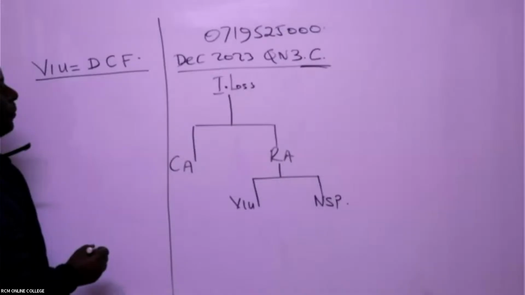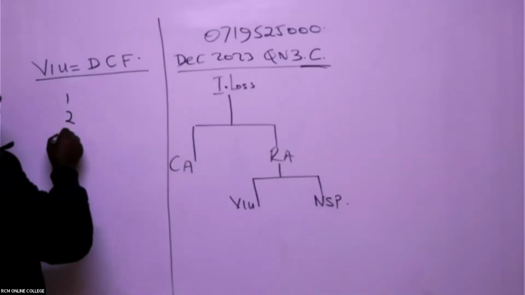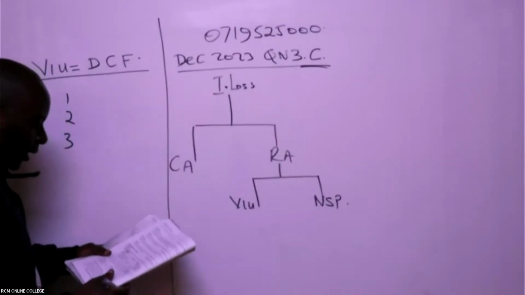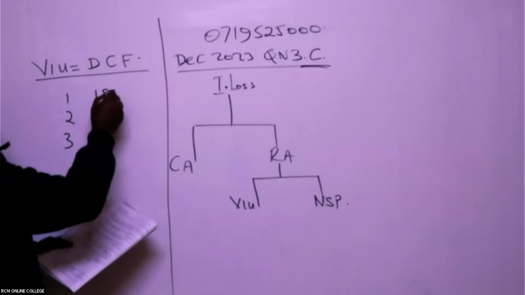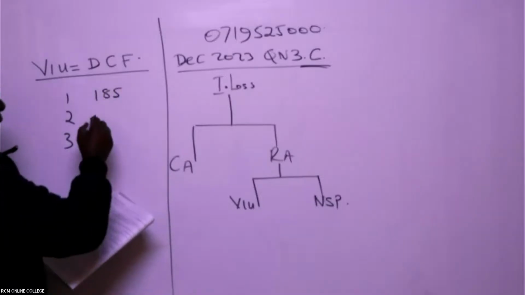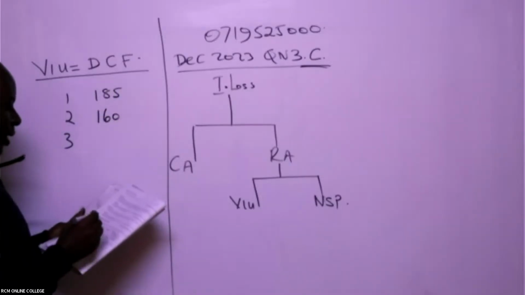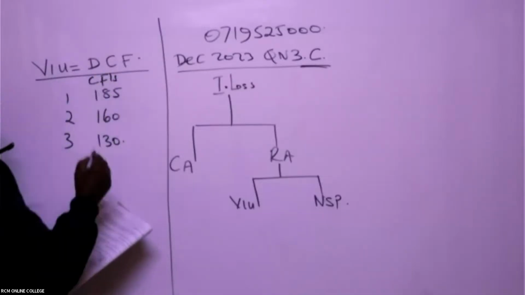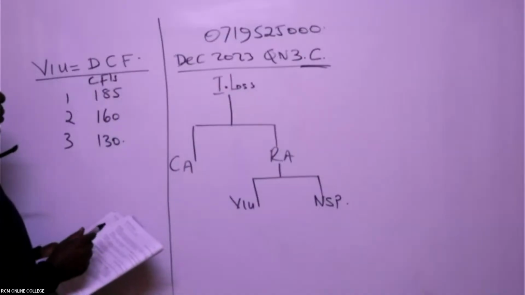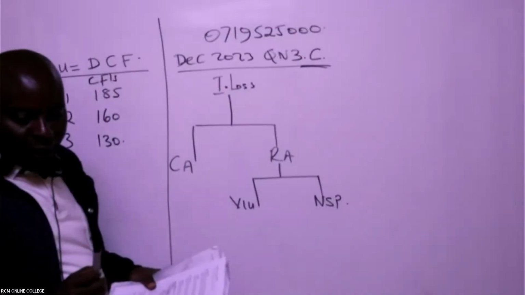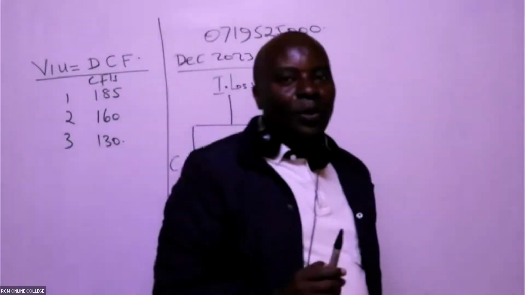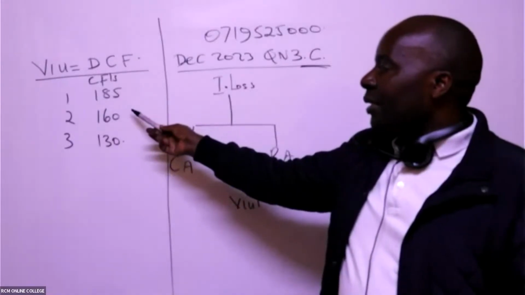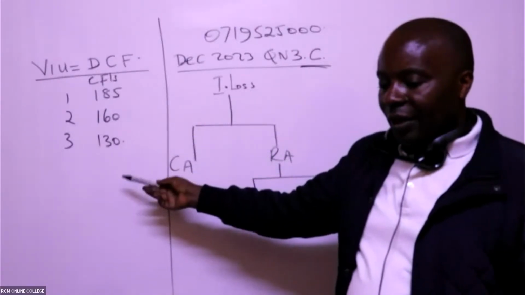The discounted cash flows. Unfortunately, we have 3 years. I can see the cash flows there: 185, 185, 160, 160, 130. These are our cash flows. What type of cash flows are these? Are they irregular or annuities? They can't be annuities. These are basically irregular.